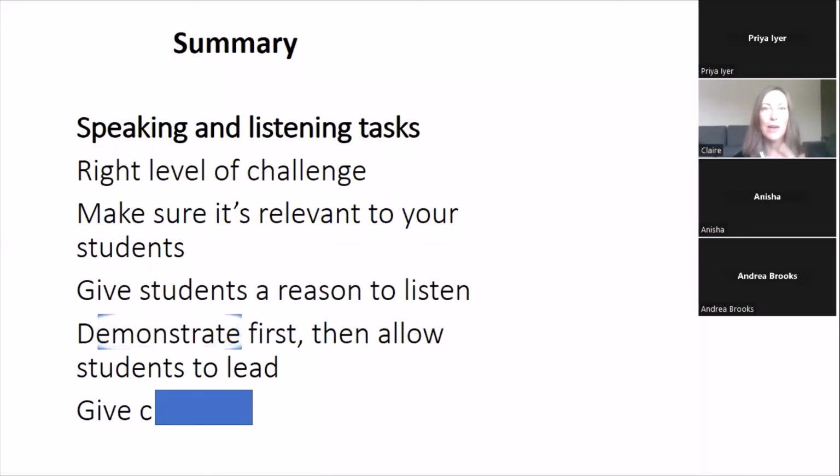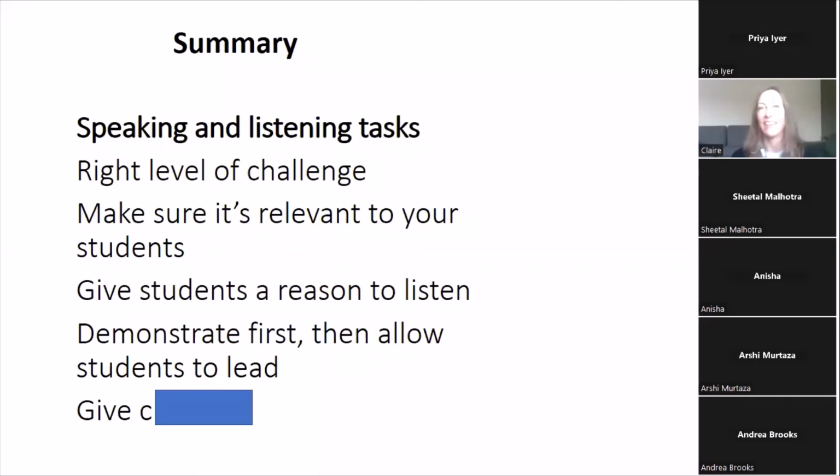And yes, we need to demonstrate first, and then we give that student agency. Remember, we let them lead the activity. So we start off with the whole class, we do the demonstration, but that's just the beginning. Then the real speaking happens. Then they're in pairs or small groups. They understood it because they did it with you, but then they're speaking independently together.